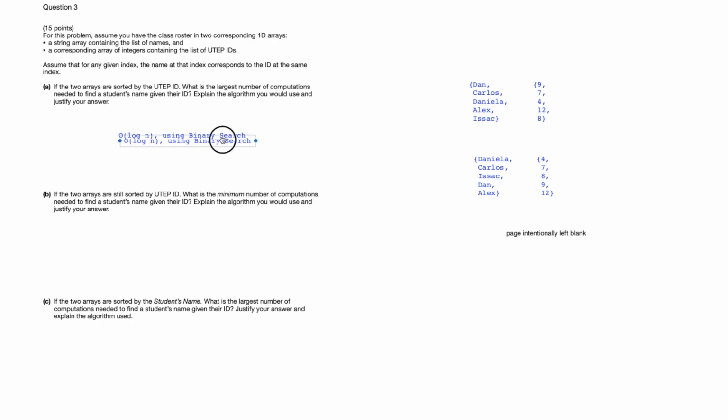So what's the best case scenario for using binary search? Again, here, sorted by UTEP ID, we're given the student's ID. Well, we would still use binary search, but here the best case is order 1. Right? If we happen to be given 8, that middle element is 8, we can return Isaac's name. Right?